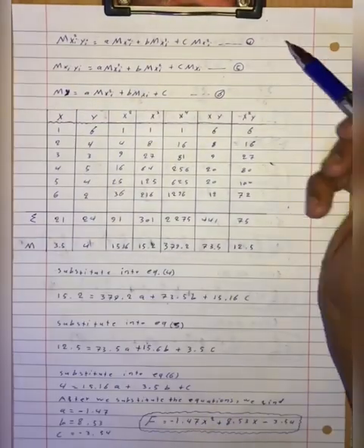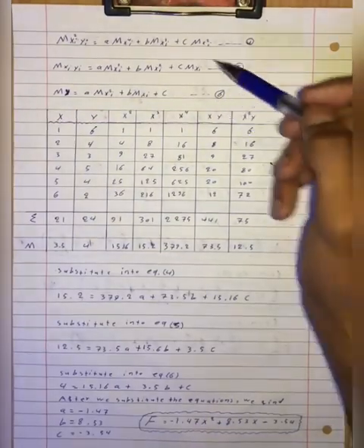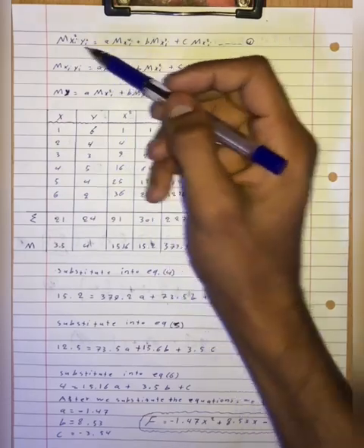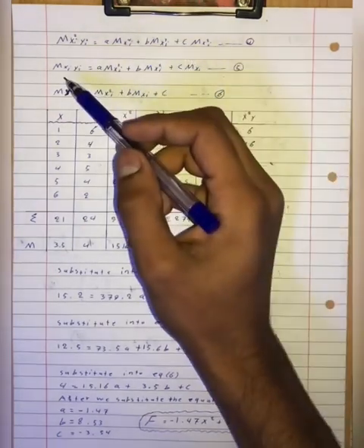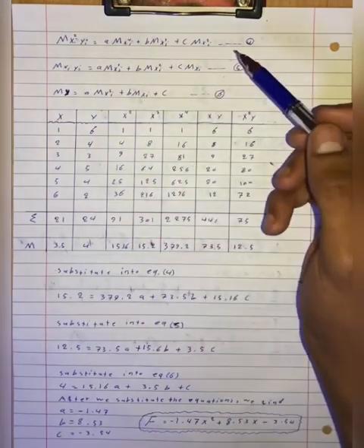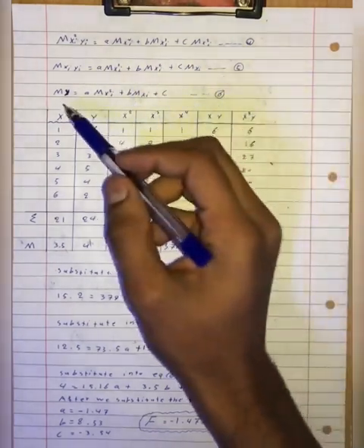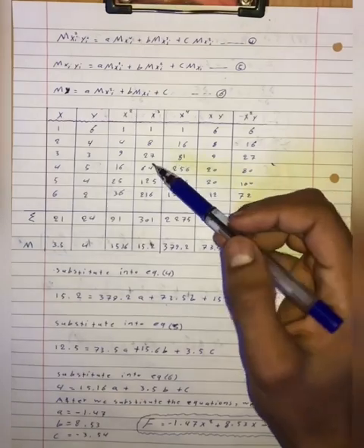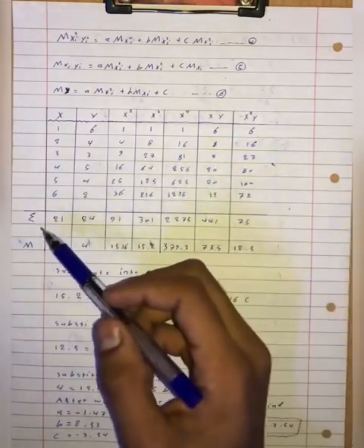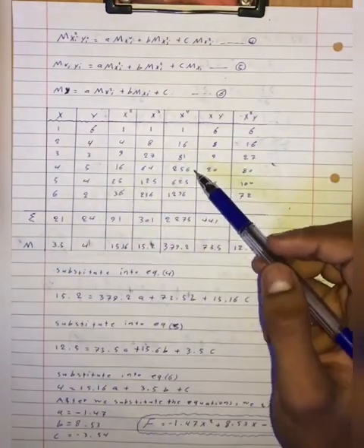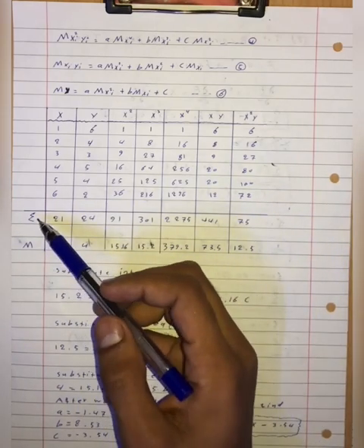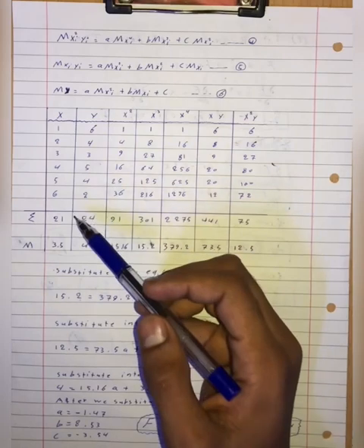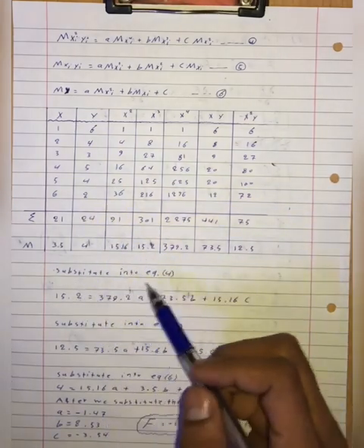Now we have equations 4, 5 and 6, and we have to find x square cross y, x to power 4, x to power 3, x square, and x cross y, and only x, only y. We find them and write them in this table, and we have to find the summation for each one. Then we have to find m for each one by dividing the summation over the number of data. Now substitute into equation 4.